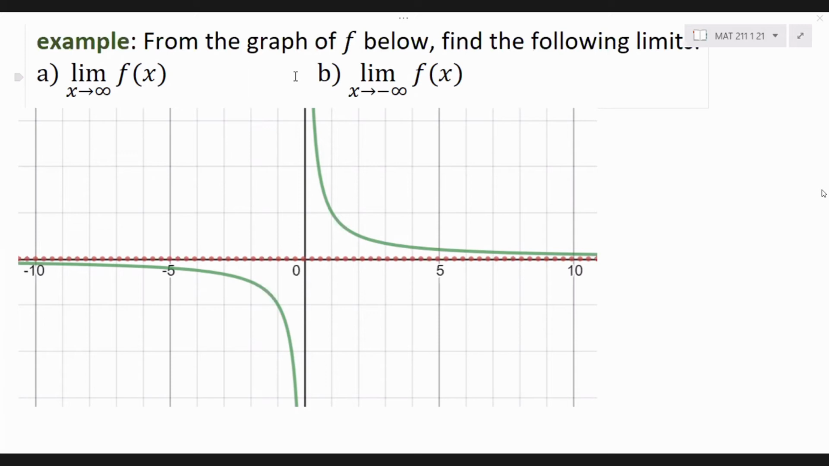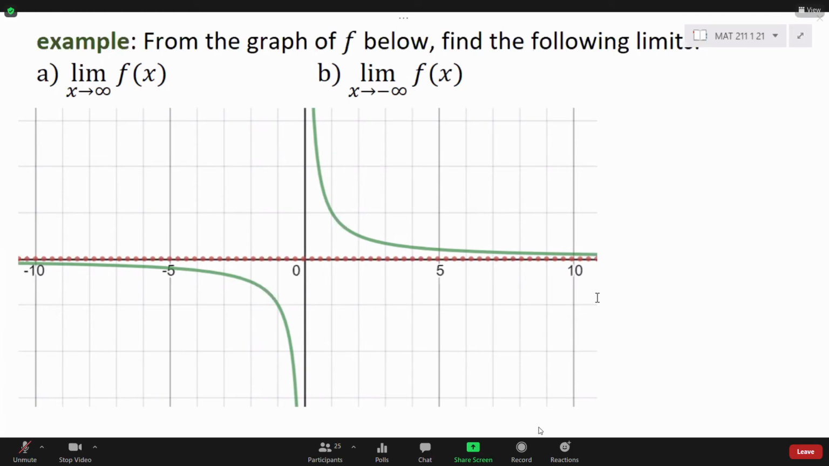I'm going to put the poll, and just remember the limit is always on the bottom. We have what x is going toward, and our answer is always what y is doing. So I'm launching the poll now, and it's multiple choice. And I can't draw infinities on the poll, so I wrote out the words infinity and negative infinity.